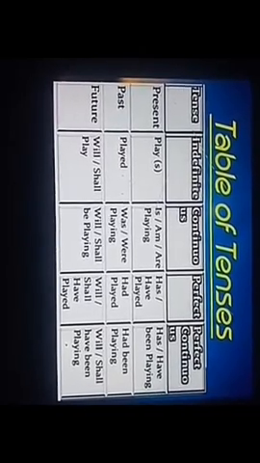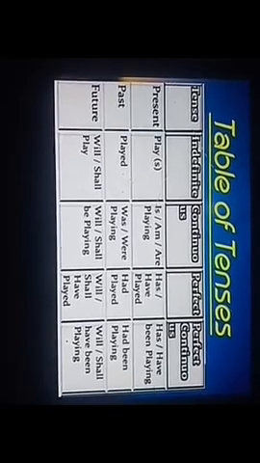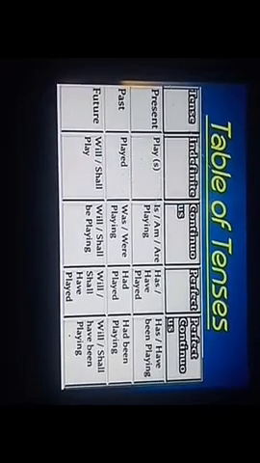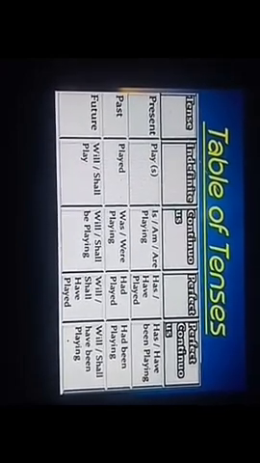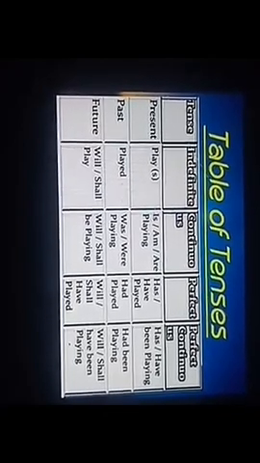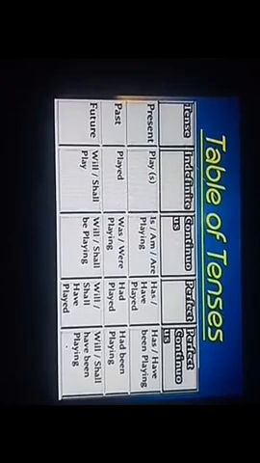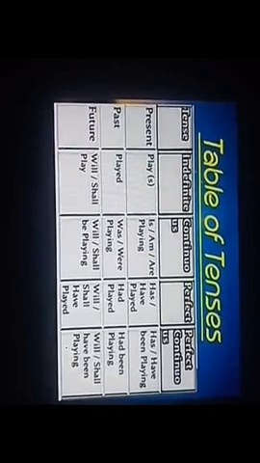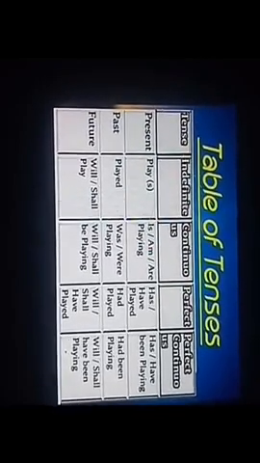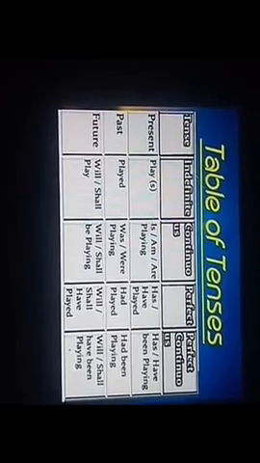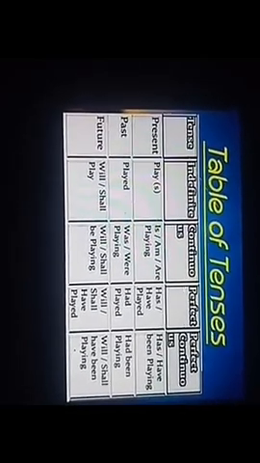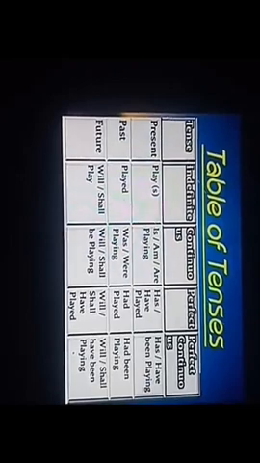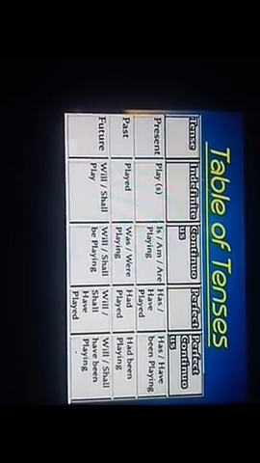Alright, now next is past perfect continuous tense. Helping verb of past perfect continuous is had been. And as it is continuous, you have to use verb first form plus ing. Now, moving towards future tense. The first one is future indefinite. Future indefinite is also called simple future tense. Helping verb for simple future tense is will or shall. And you have to use verb first form.